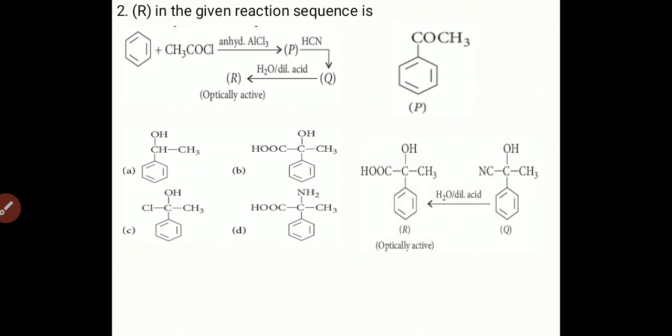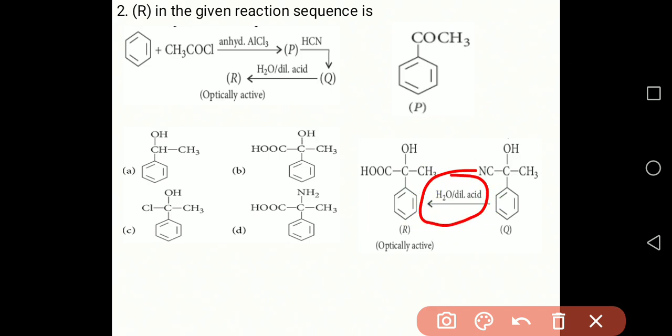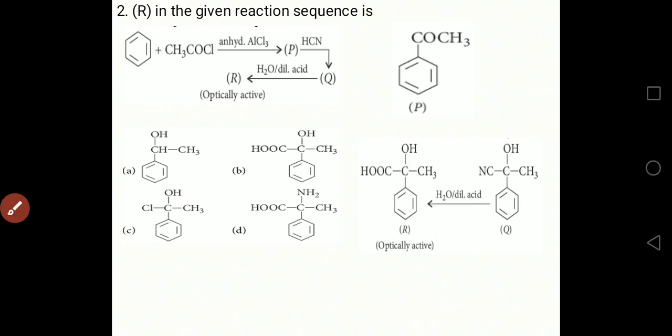Second question, in the following reaction sequence. A very simple reaction. The first reaction is Friedel-Crafts reaction, CH3COCl in presence of anhydrous AlCl3. So you are going to get P as acetophenone. When acetophenone reacts with HCN, cyanohydrin is going to form, right? When that cyanohydrin undergoes hydrolysis, the CN hydrolyses to form the acid group, COOH. Because of that, the answer for this particular question is B.